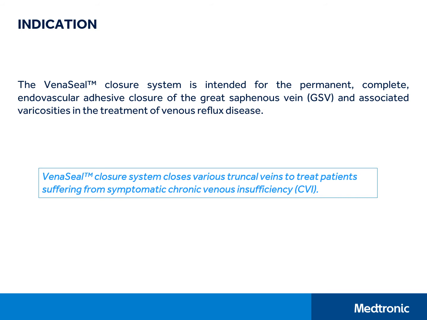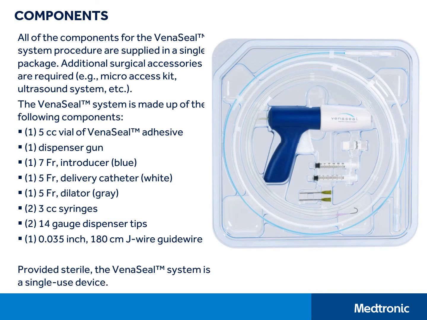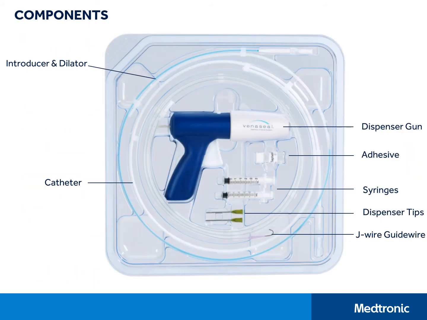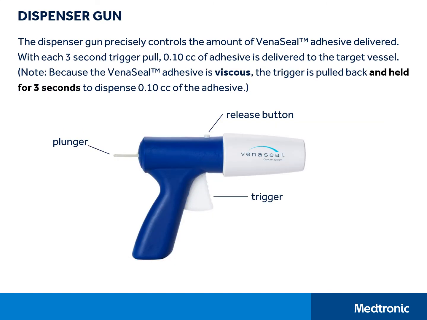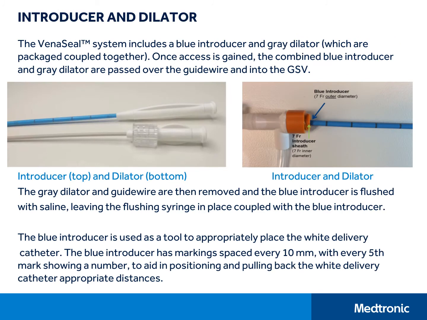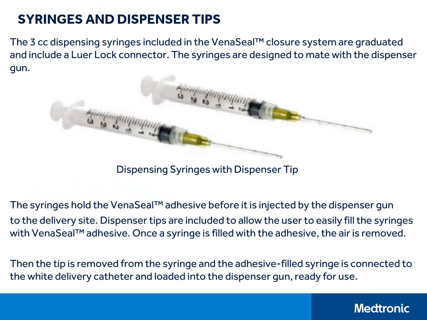For indication, any patient beyond C3 is good for treating with this VenaSeal glue embolization, and this is the VenaSeal closure system. I am going to show you everything one by one in this procedure. This is how the glue vial looks. This is a dispenser gun with a trigger, and this is an introducer and dilator, and this is a delivery catheter.